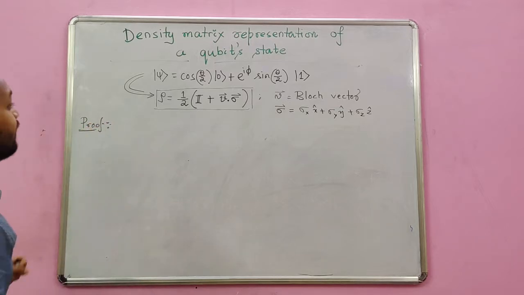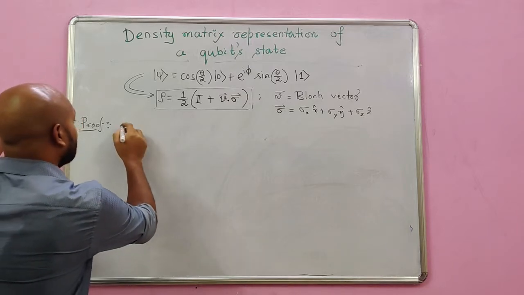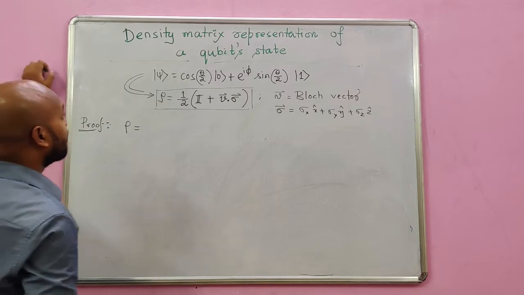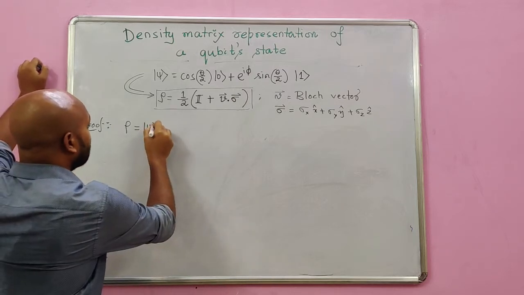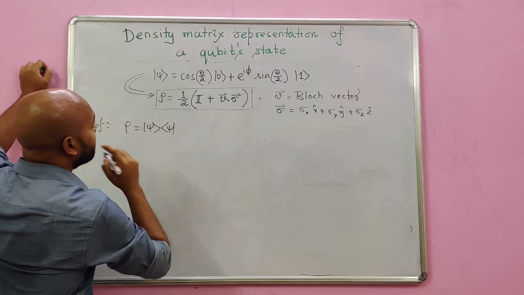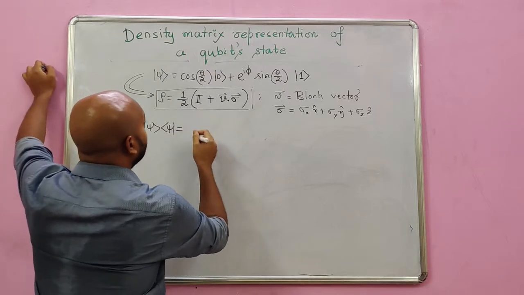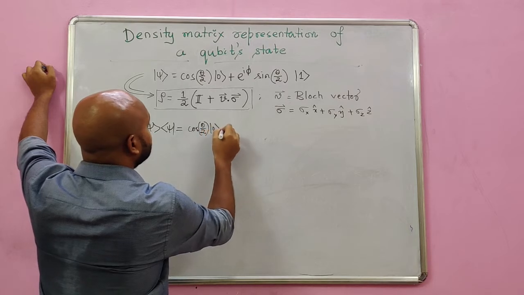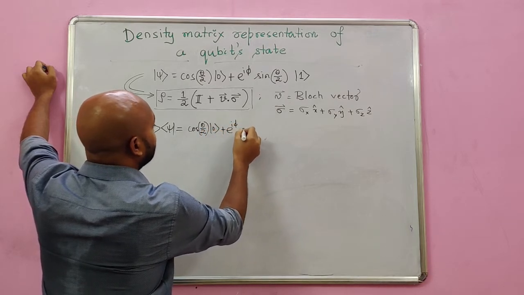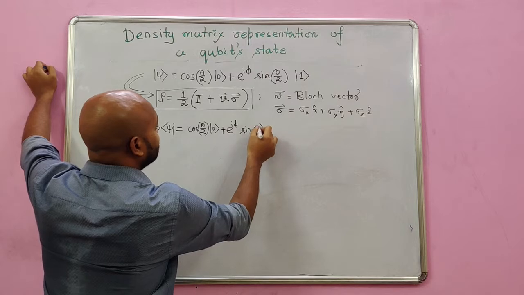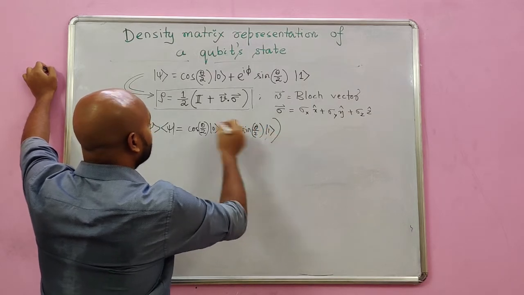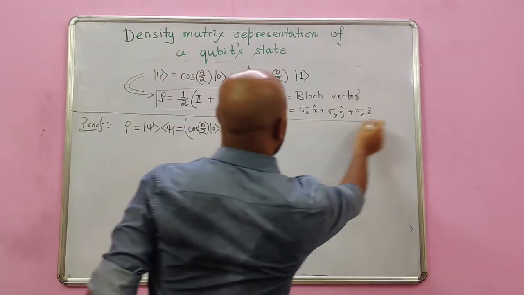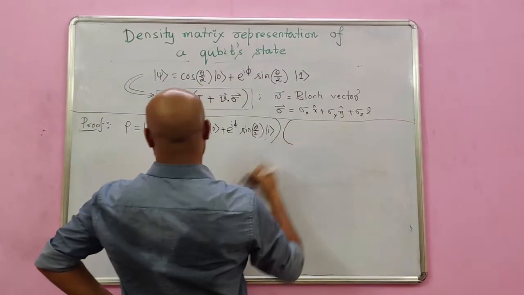Let's start from the usual definition of rho. Certainly psi is a pure state here. So rho is going to be |psi><psi|. So this would be cos theta by 2 |0> plus e power i phi sin theta by 2 |1>. Draw a line here, and then the bra part of it.